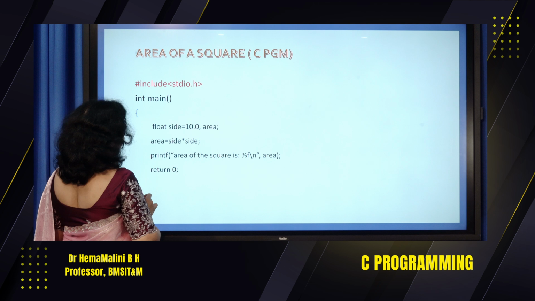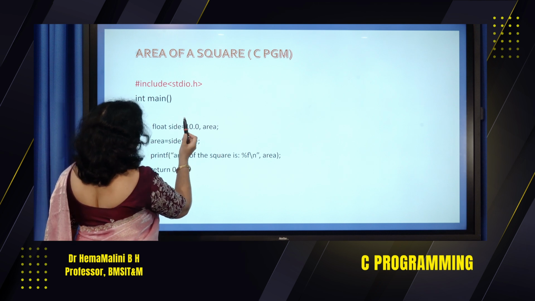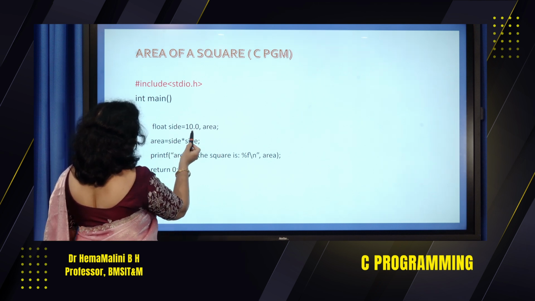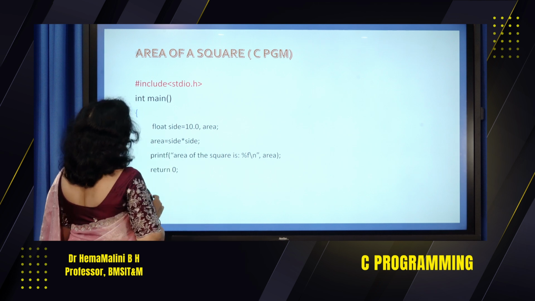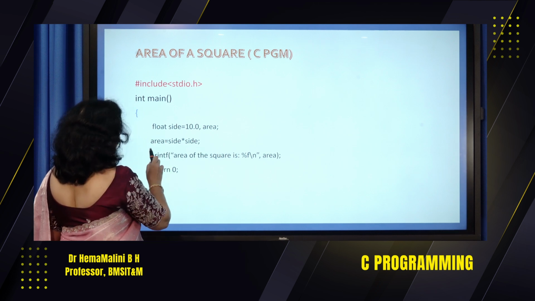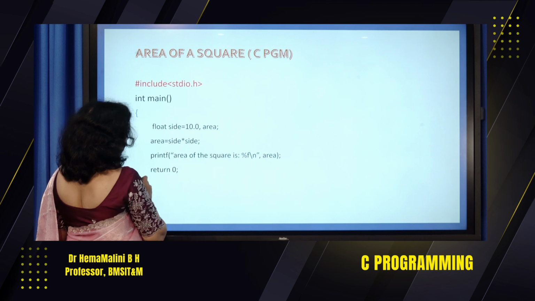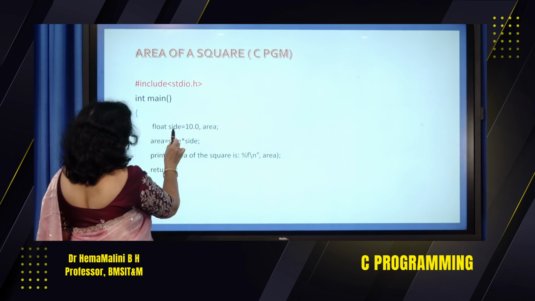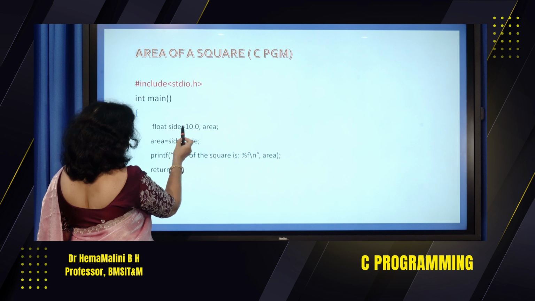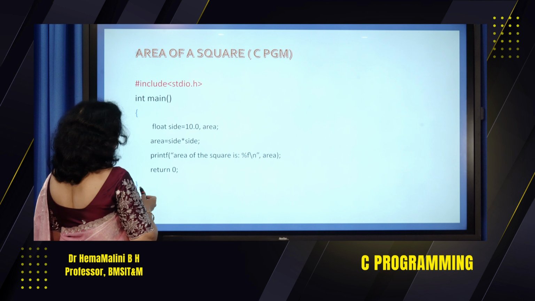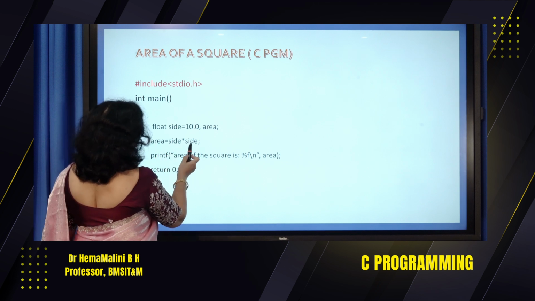a float variable. So, float side which is equal to 10.0, area is one more variable of type float. Now, area equal to side into side. I have declared a variable side and I have initialized that with a value 10. So, I am not inputting the value for side, I have already initialized. Area is side into side.